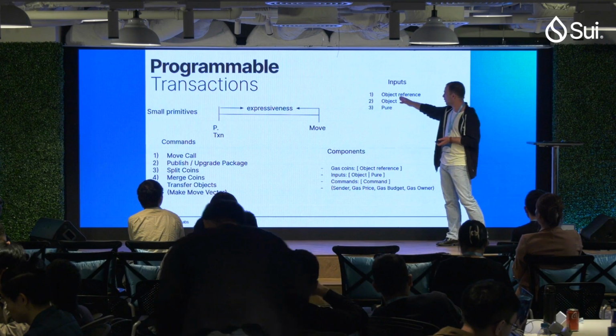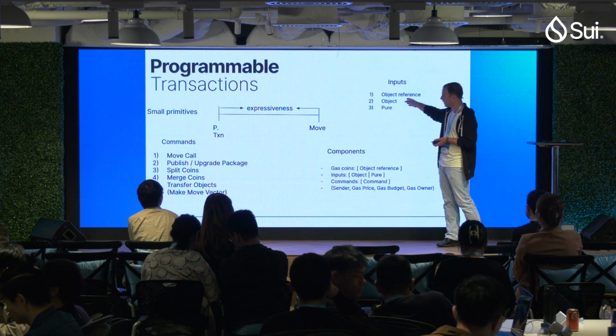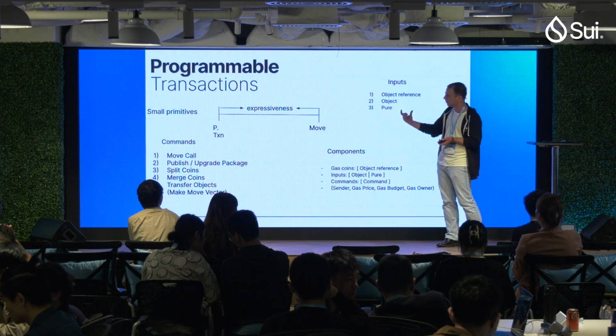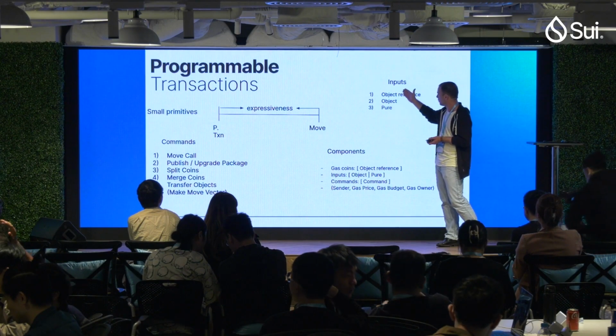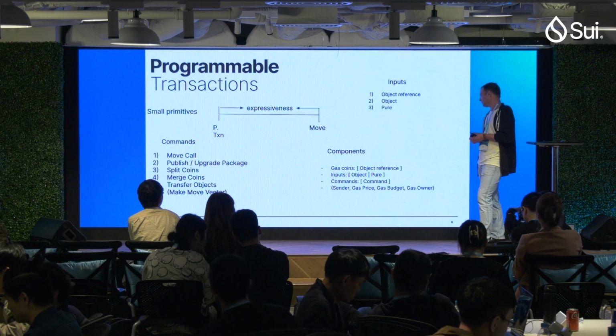You say I have input object and pure, and you do a move call with the object from the input, and then the result from the move call, I want to transfer it to that address, which is a pure. And I will explain how that goes.